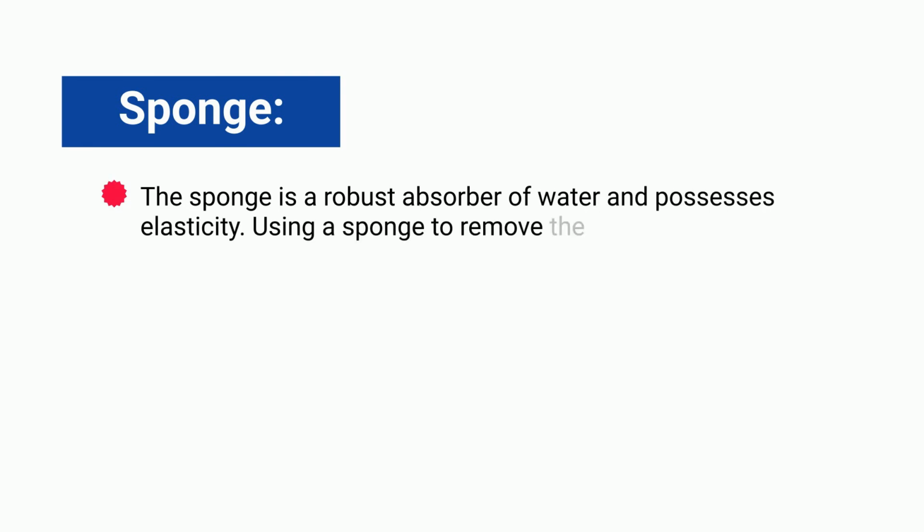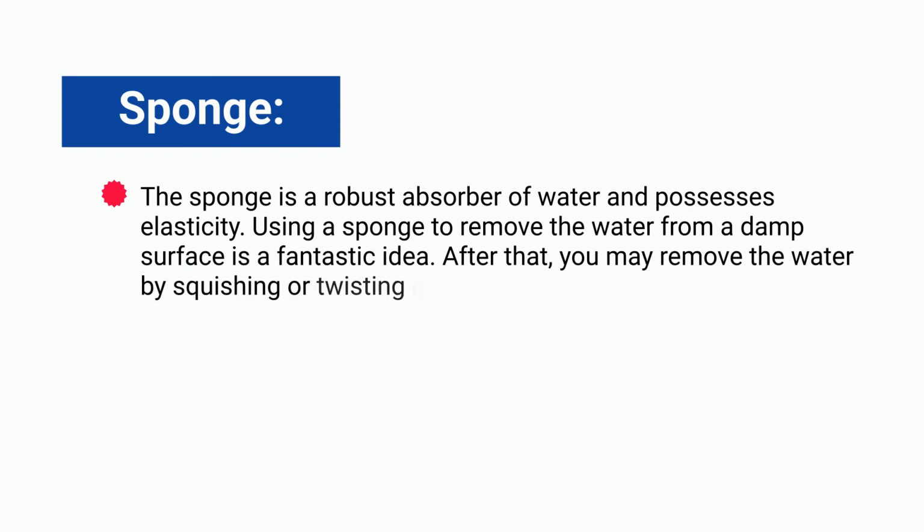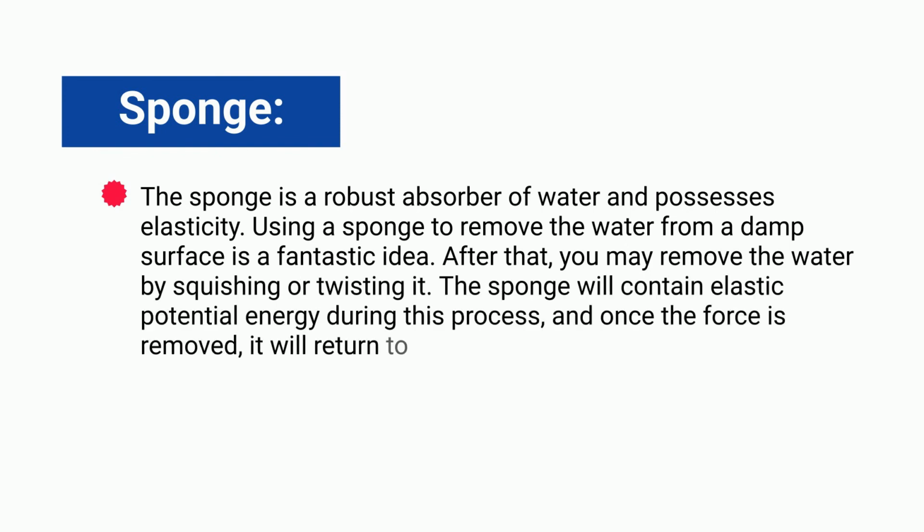Sponge. The sponge is a robust absorber of water and possesses elasticity. Using a sponge to remove the water from a damp surface is a fantastic idea. After that, you may remove the water by squishing or twisting it. The sponge will contain elastic potential energy during this process, and once the force is removed, it will return to its original shape.